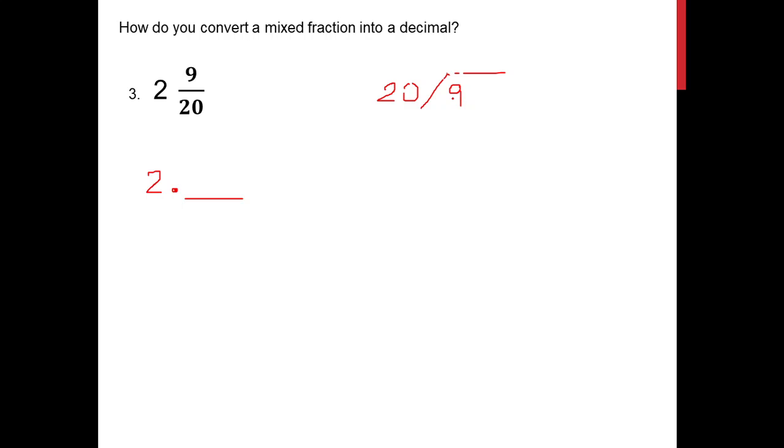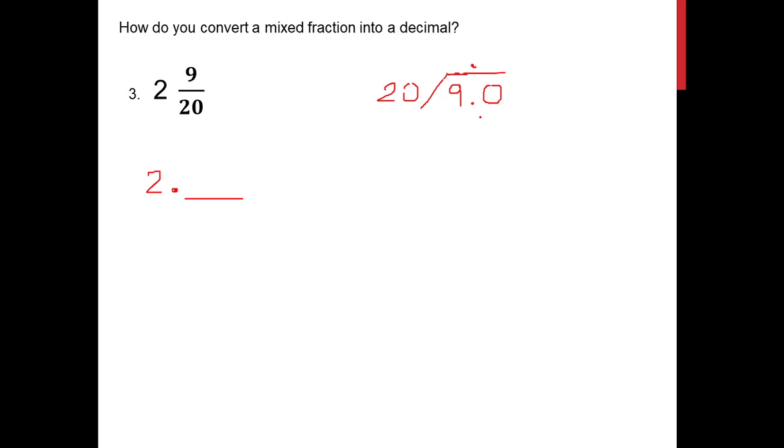Again, 9 divided by 20 cannot be, so we need to add zeros. There. Now we can divide 90 by 20. So how many 20s are there in 90? So first, let's write the decimal point there.